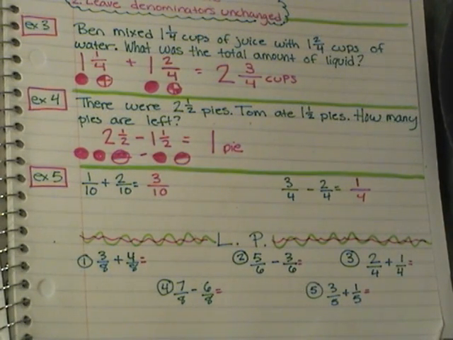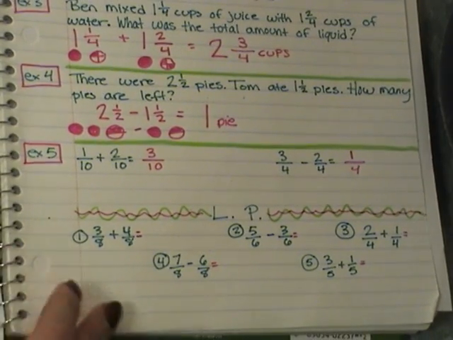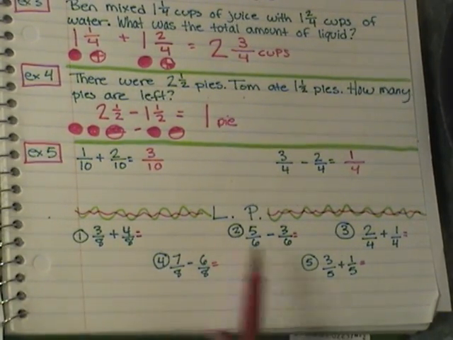Go ahead and draw a star at the top of lesson 41, and I will check that tomorrow. And here is your lesson practice. You have 5 problems, just like we were doing before. 1, 2, 3, 4, 5.